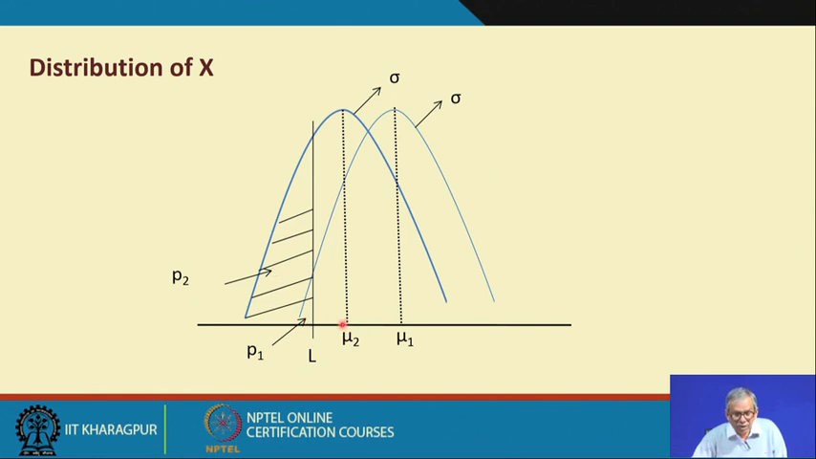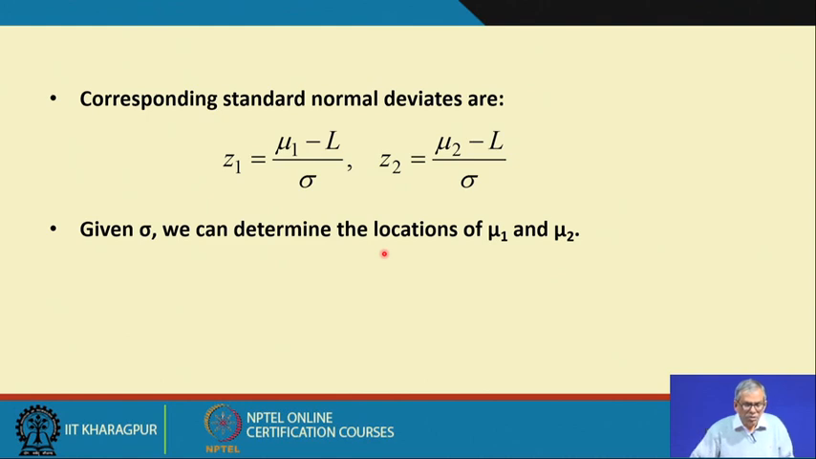So what is the corresponding value of mu2? That also you can notice. That means this entire area is considered to be the proportion non-conforming. It may be 0.01, now it has become 0.08 or 0.10. Is it clear? So you must be referring to the distribution of X when the sigma is known. Now corresponding to mu1 you calculate Z1, the standard normal deviate, and corresponding to mu2 you calculate the standard normal deviate Z2.